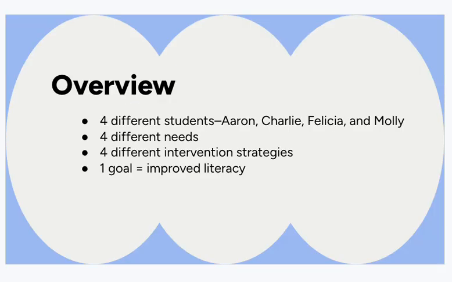A brief overview: we have 4 students: Aaron, Charlie, Felicia, and Molly. Each of them have different reading needs. Some are proficient and some are still struggling. And since these children are different, we have 4 different intervention strategies to use for each one. But our one goal is improved literacy.